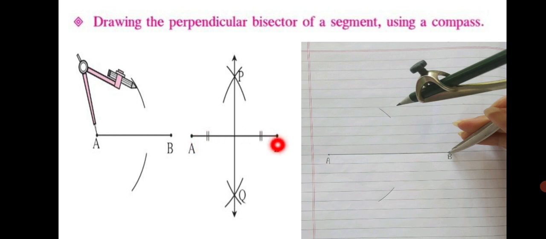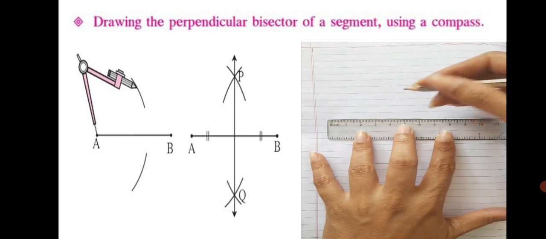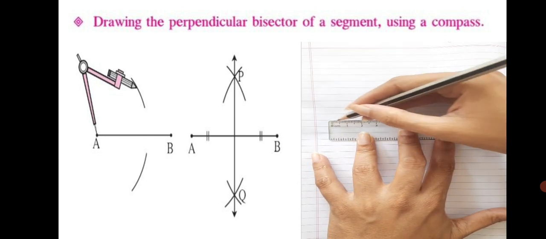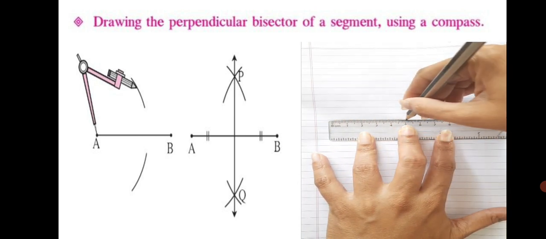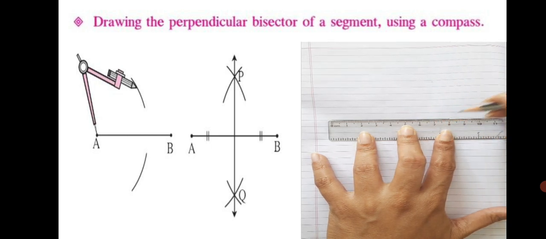So you'll have to draw a segment. You can take it of some measure if you want, or you can take any measure. So let's see how we can draw perpendicular bisector of a segment using a compass. So let's begin. First, we will use a scale to draw a segment. I'm going to measure 8 centimeters exactly to draw this segment. So at 8 I will stop.